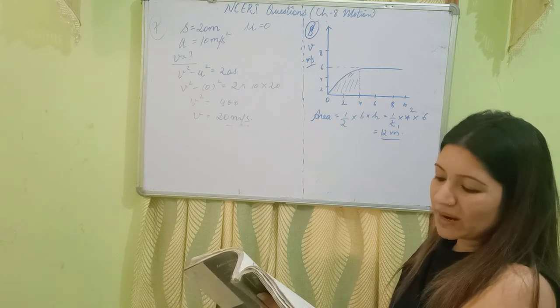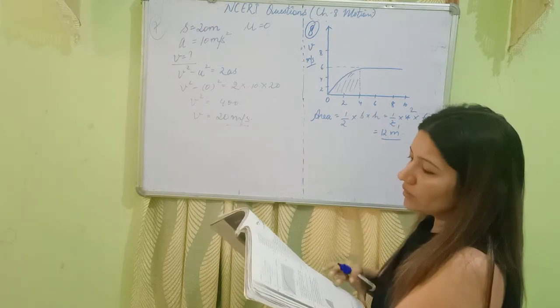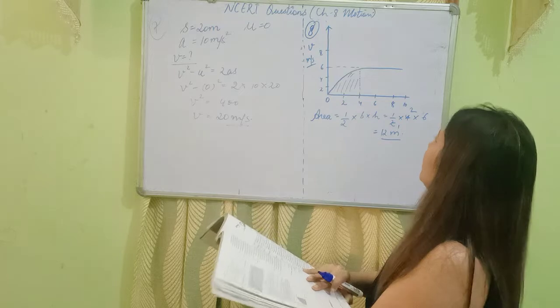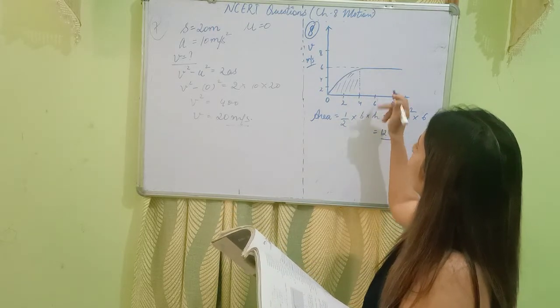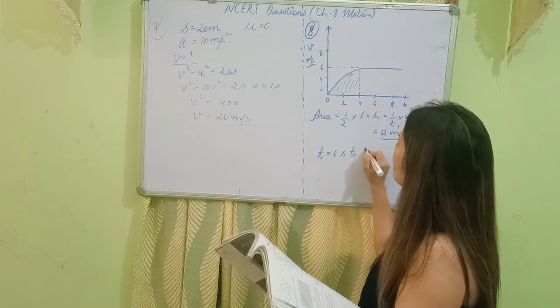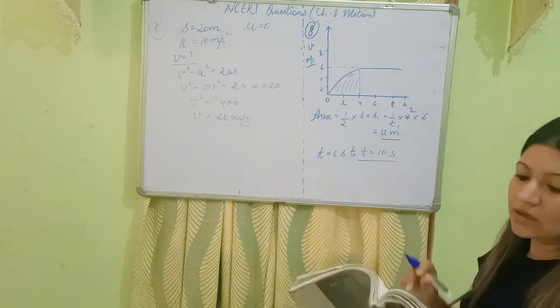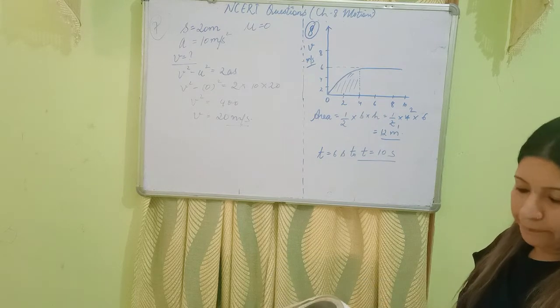Next part of the question: which part of the motion represents uniform motion of the car? The straight line portion represents the uniform motion. This will be from t is equal to 6 seconds to t is equal to 10 seconds. It is uniform motion since it is a straight line.